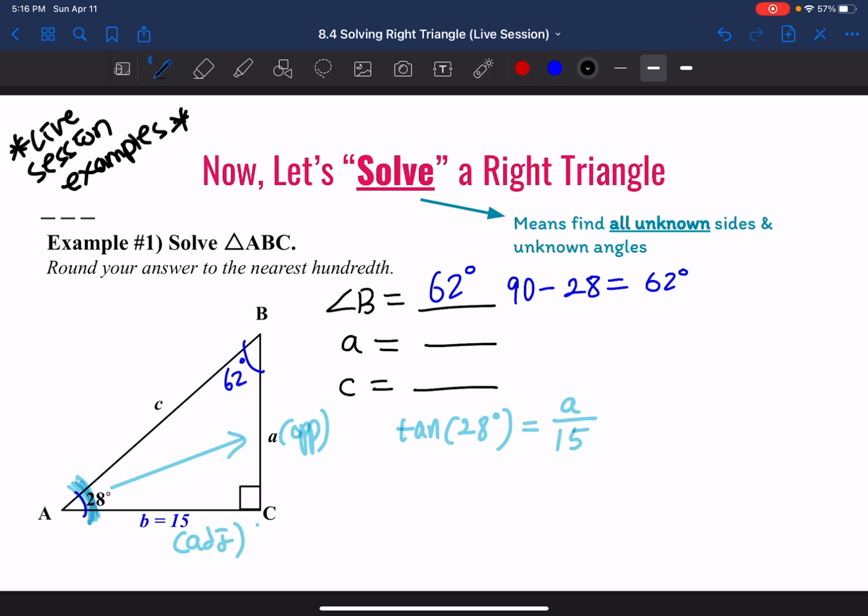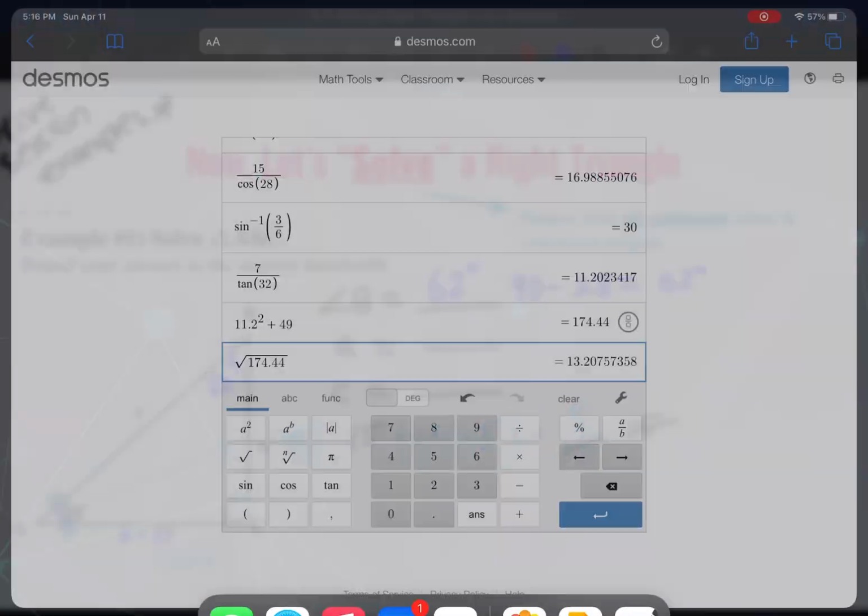And then let's solve for A. So I multiply 15 on both sides to cancel this. So A has to be 15 times tangent of 28 degrees. I will just use calculator. So let's go to the decimals.